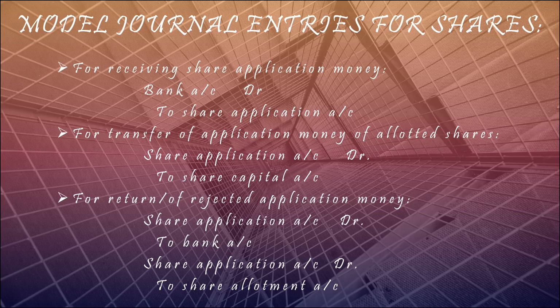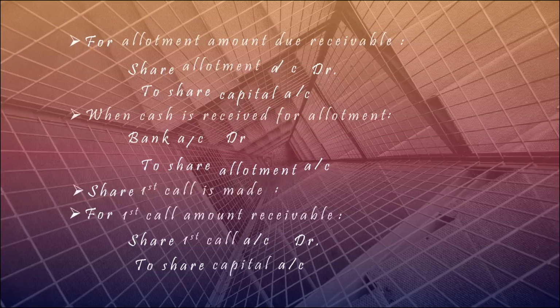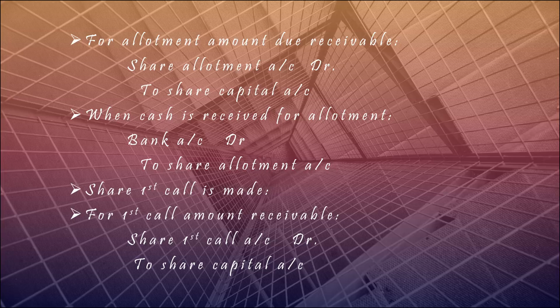Third one, if any application is returned or rejected, this entry will come: share application account debit to bank account. Suppose it is adjusted to share allotment or share call, then share application account debit to share allotment or share call account credited. And next one is for allotment amount receivable: share allotment account debit to share capital account.